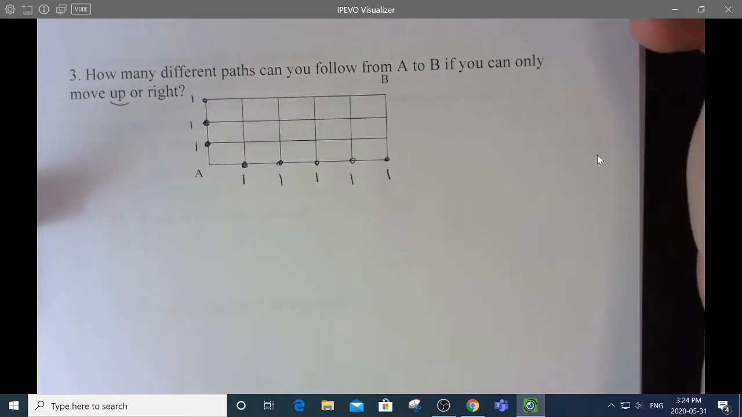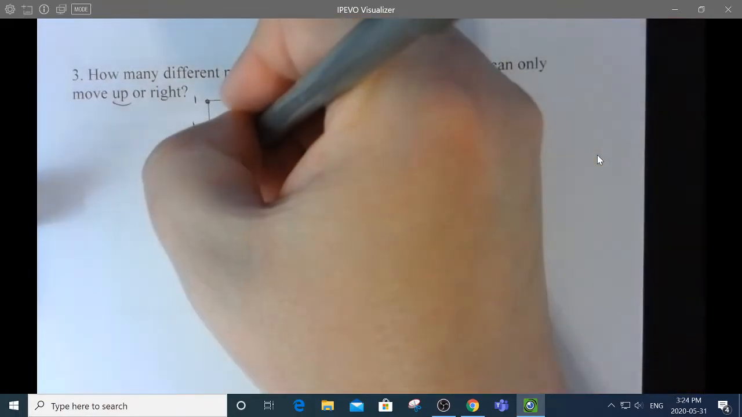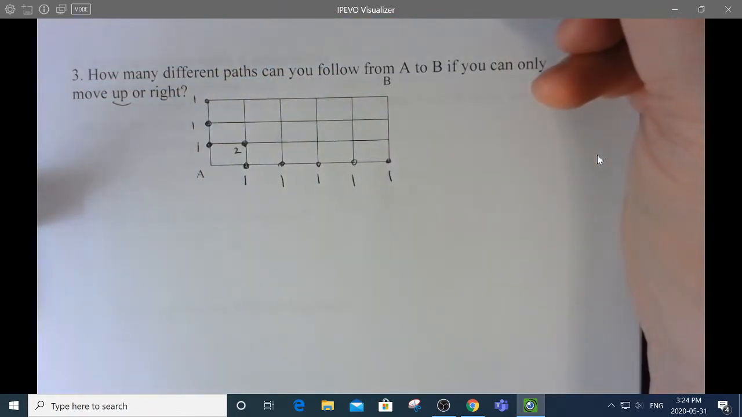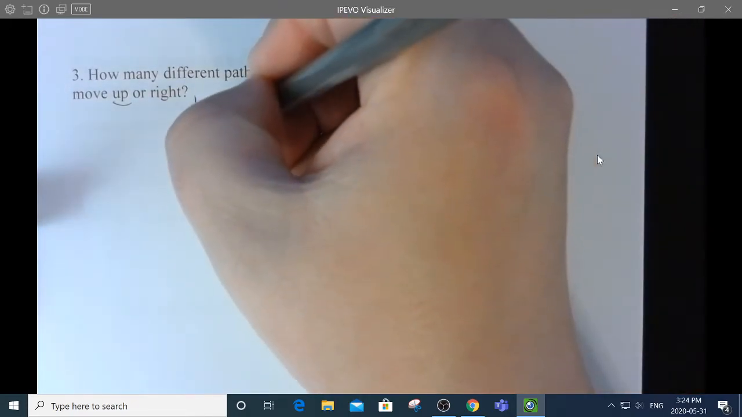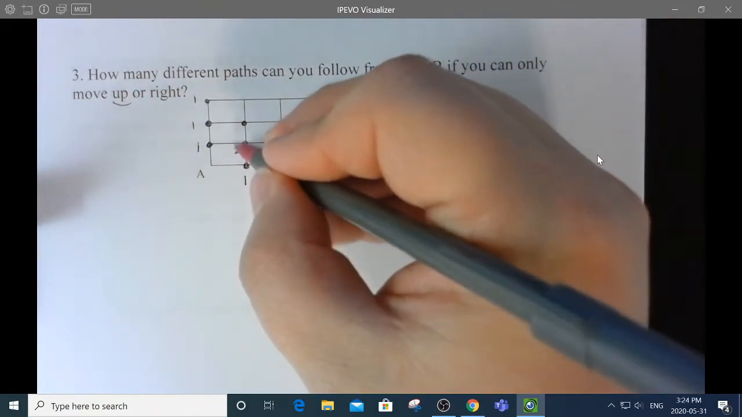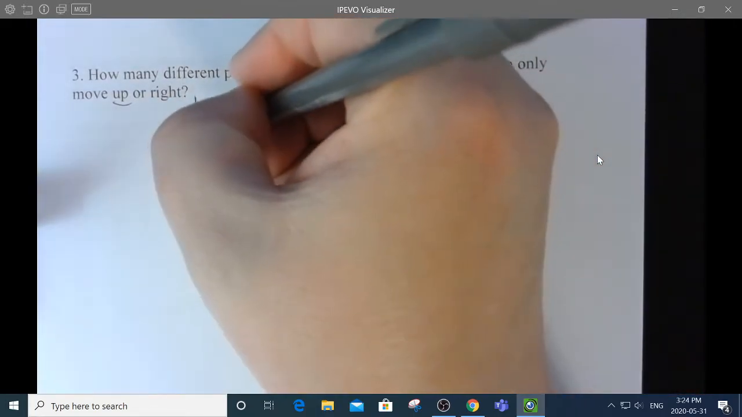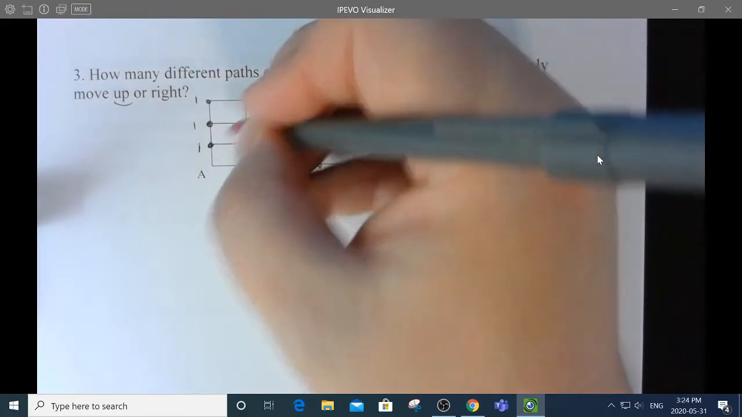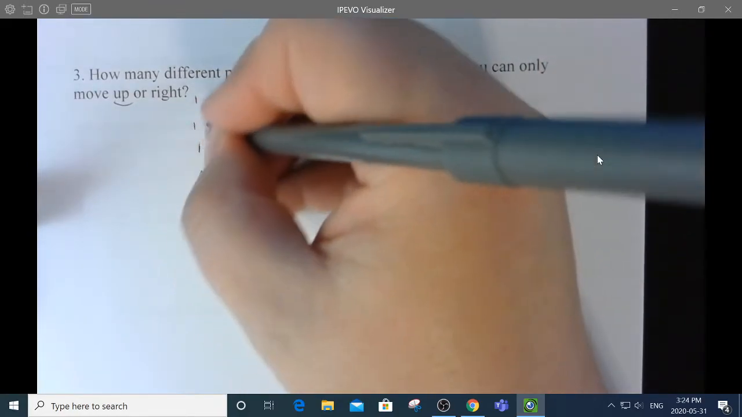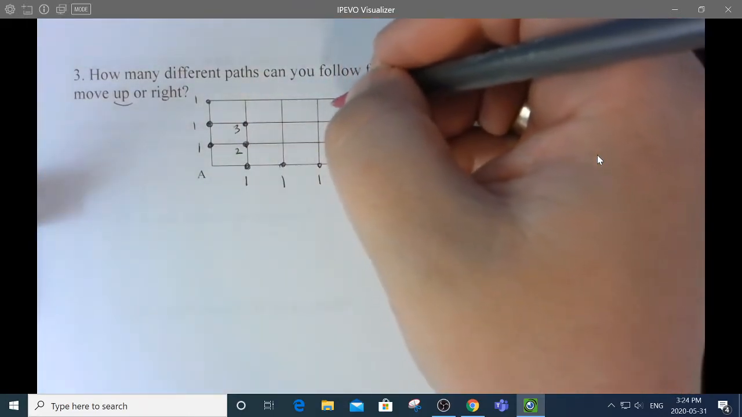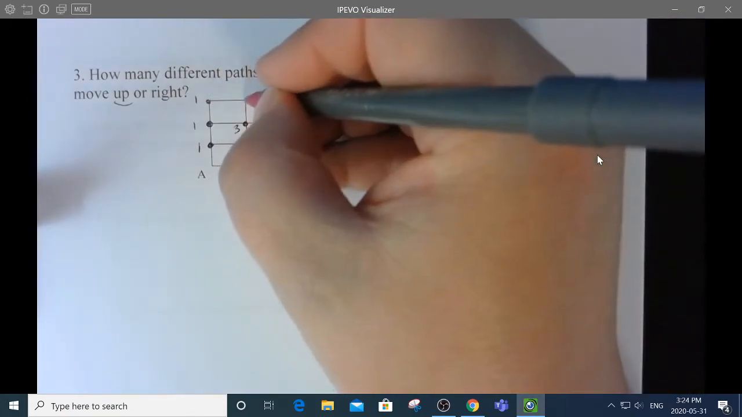All right. Now, how many different ways can I get to this corner? Notice the answer is 2, because I could go up and then right, or I could go right and then up. 2 paths. How many different ways can I get to this corner? Well, notice that there was 2 ways to get to this corner and 1 way to get to that corner. So altogether, there's 3 ways I could get to that corner, right? I could go that way and up, or I could go that way over and up, or I could go that way and that way. 3.